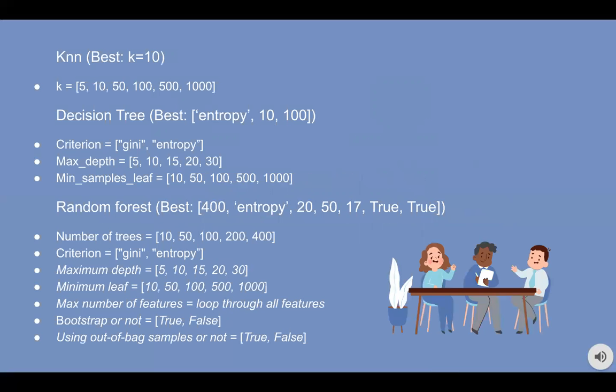For KNN, we got the best parameter, which is k equals 10. For decision tree, we got entropy, max depth of 10, min samples leaf of 100. And for random forest, we got the best number of trees of 400, criterion entropy, maximum depth 20, minimum leaf 50, max number of features 17, and we will use bootstrap and also the out-of-bag samples.